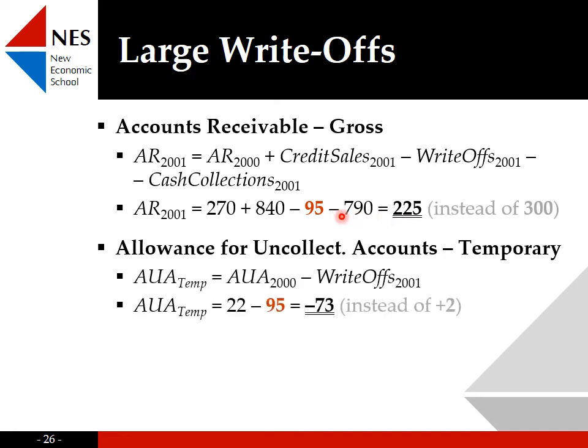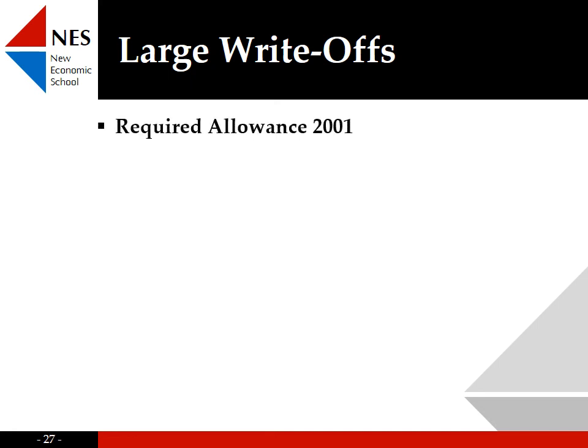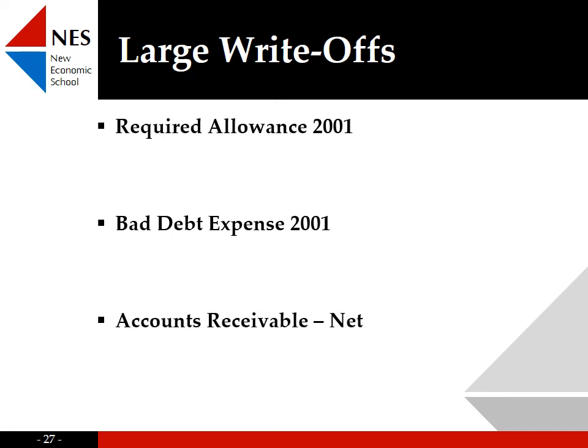In addition, the large write-offs will have an impact, obviously, on the level of the allowance. We started with the allowance of 22 and we made 95 worth of write-offs, so the carrying level of the allowance is actually minus. In the second step, we need to compute the required allowance at the end of 2001, then the bad debt expense that this will induce, and then finally the net amount of receivables in 2001.